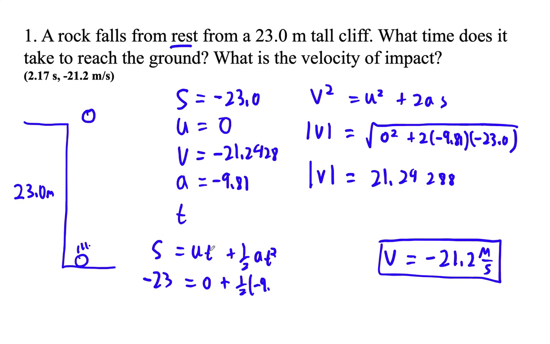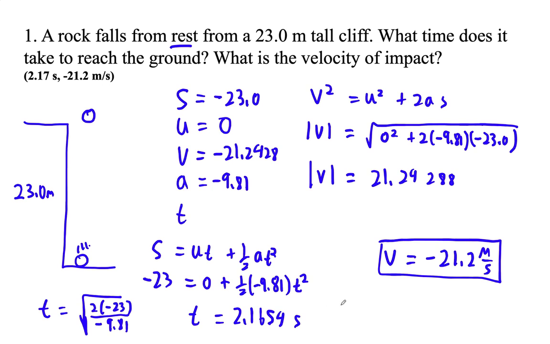Now, I know that's 0 times t, but 0 times t is 0. So t is going to be the square root of twice negative 23 over negative 9.81. And that's the square root of that whole thing. There we go. Square root of 2 times negative 23 divided by negative 9.81. And again, we get a real answer for this of 2.165. So we would round that to 2.17. Ta-da! So the key here, this is the thing that people miss, is that displacement is downward.